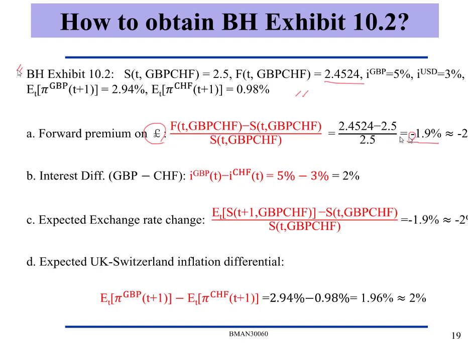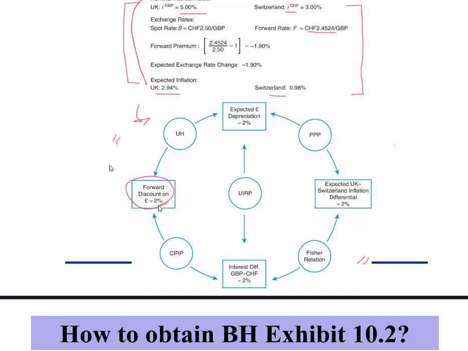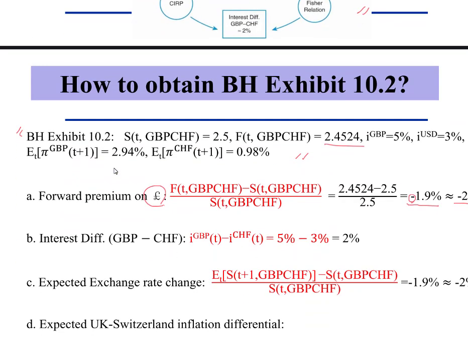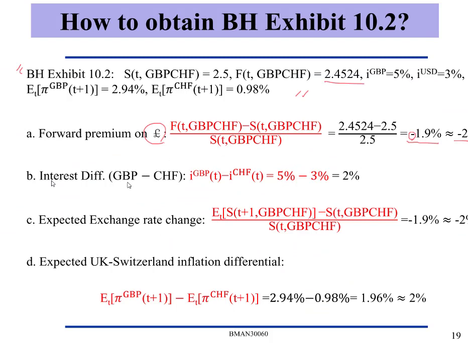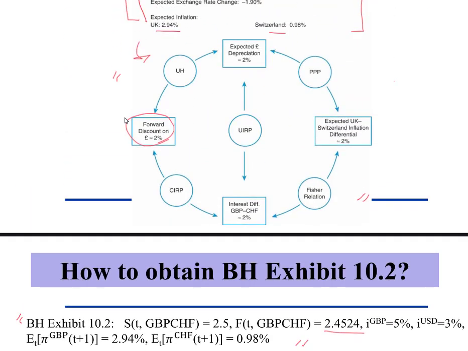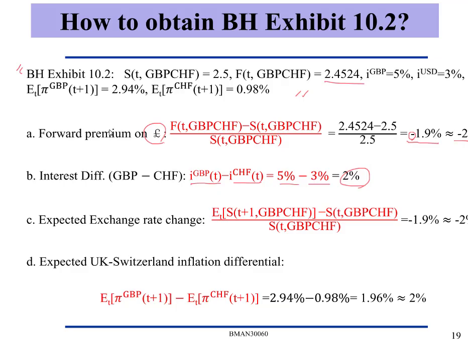What is the meaning of minus here? Minus means the currency in the denominator, pound, has forward discount. So approximately you can say this is minus 2%. So this means there is a forward discount on pound by 2%. That is what we have here. Forward discount on pound by 2%. And what is the interest rate differential between pound and Swiss francs? So pound interest rate minus Swiss franc interest rate, nominal interest rate, is 5% minus 3%, which is 2%. That is given here.